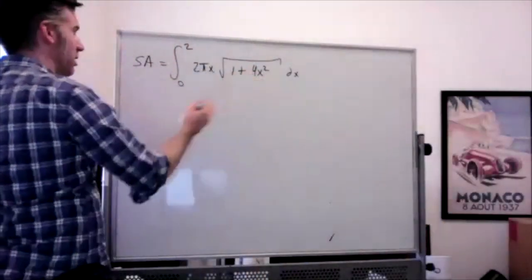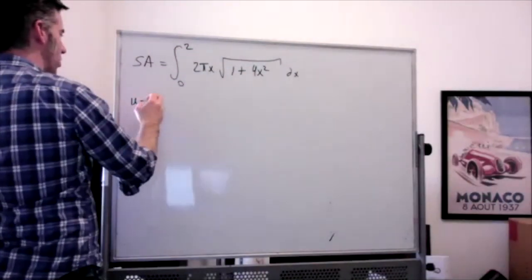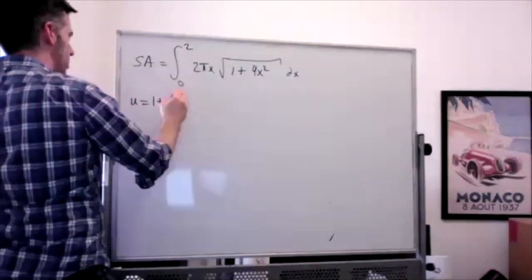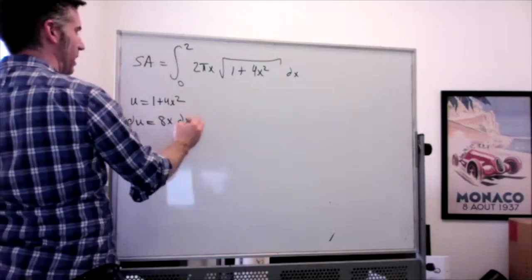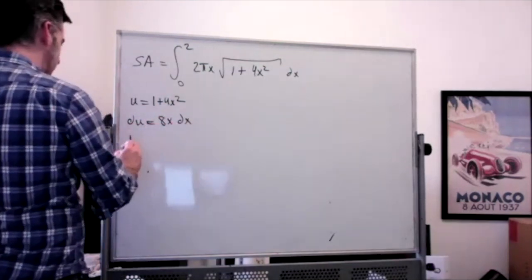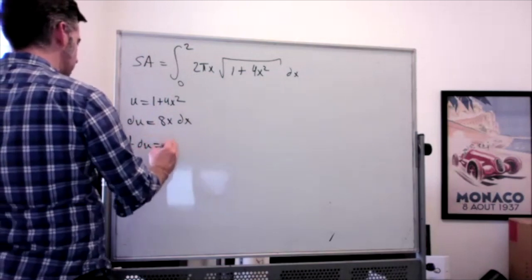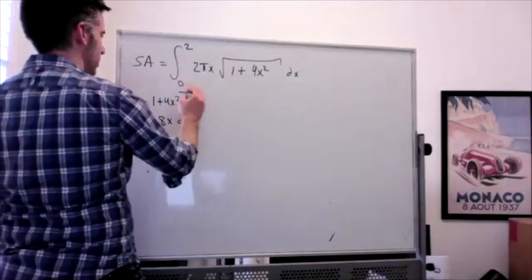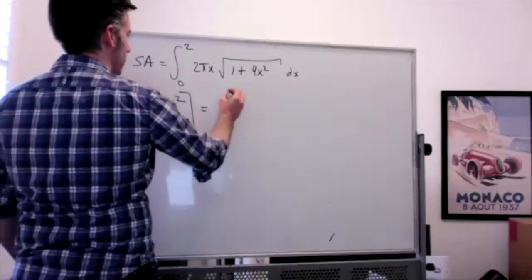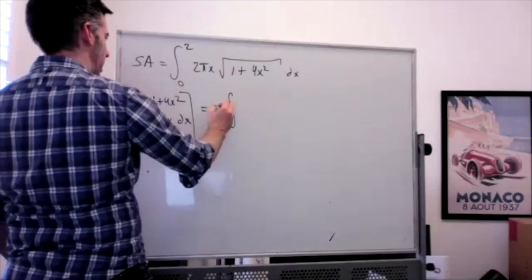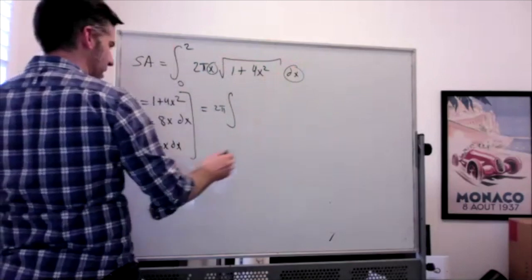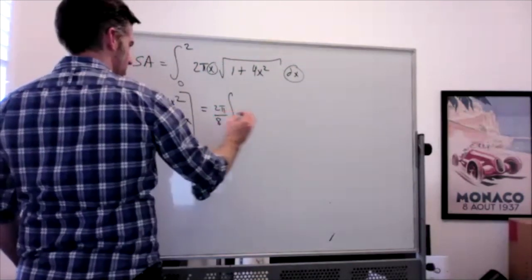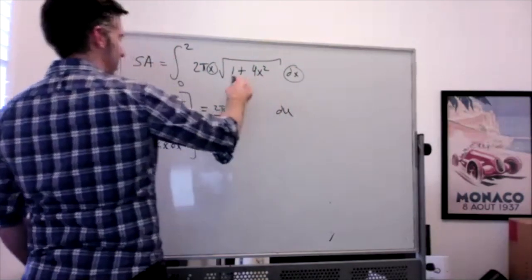Okay, so I'm going to do a u sub here. I'm going to let u equal 1 plus 4x squared. du is going to be 8x dx. 1/8 du is x dx. So this integral is going to become the integral, let's see, I've got a 2 pi. My x dx is going to be a 1/8 du. And then I've got the square root of u.